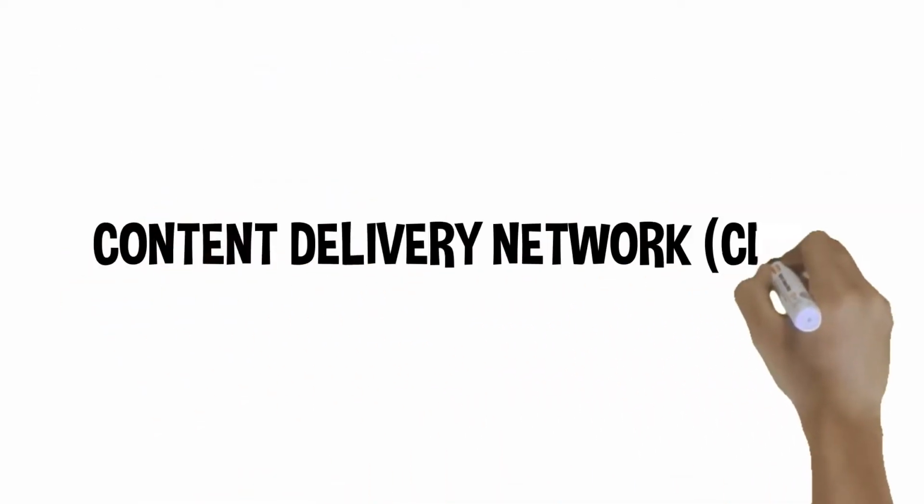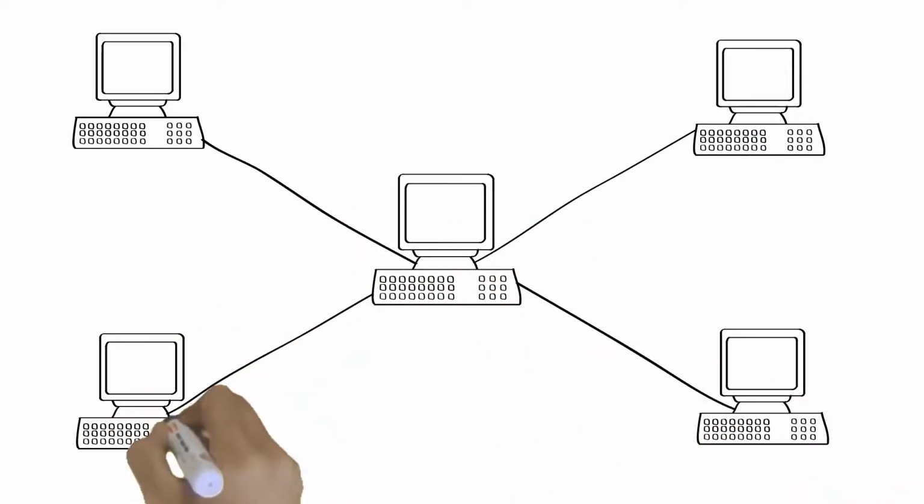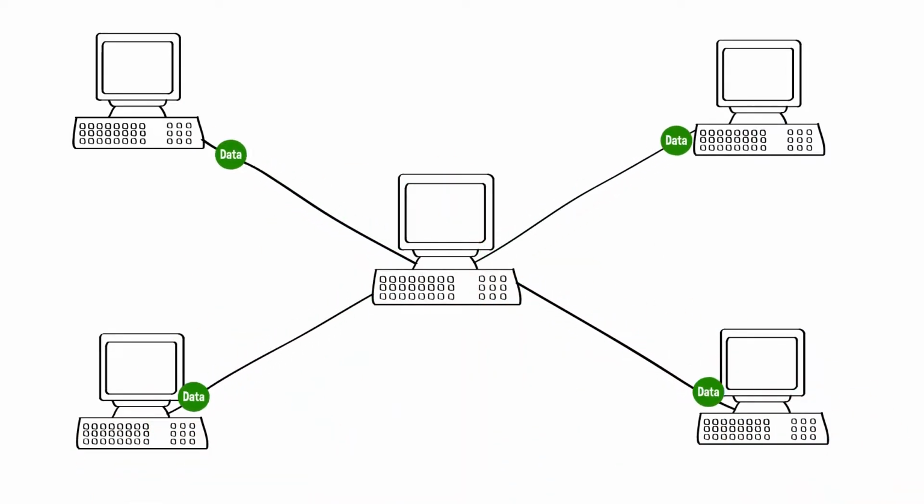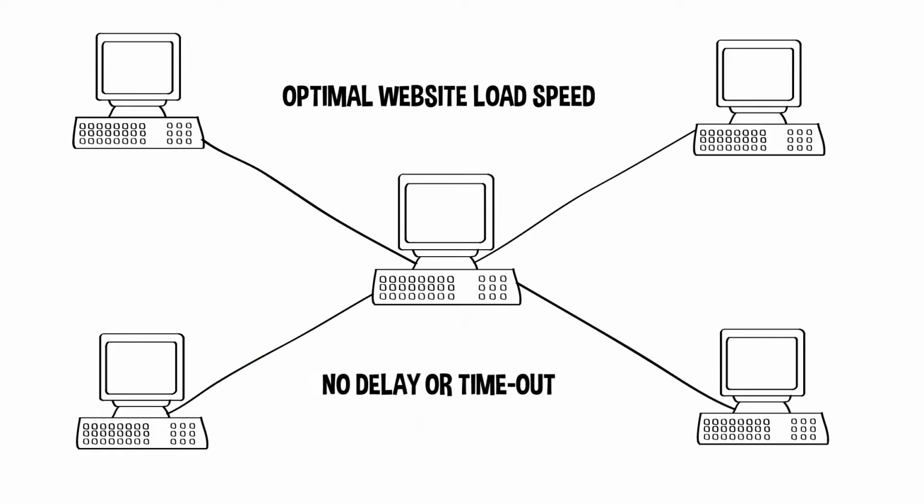Content Delivery Network, CDN, is an interconnected system of computers on the internet that provides web content rapidly by duplicating it on multiple servers and directing the content to users based on proximity. Users experience optimal website load speed, regardless of time, day, and location. There is no delay or timeout.